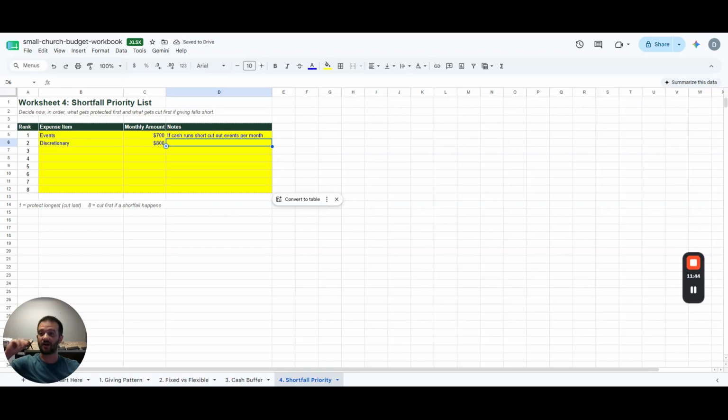So we are going to go ahead and work our way backwards on this list. The first thing we're going to cut is actually discretionary, and the second thing we're going to cut is events. So we're kind of prioritizing them. So we have our plan. We know about how much money we expect to come in. We know about how much money we expect to go out. We know how much money we need to save in order to reach our emergency fund goal.